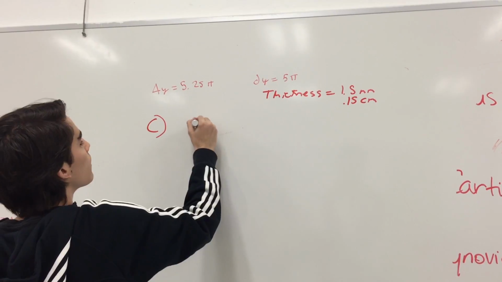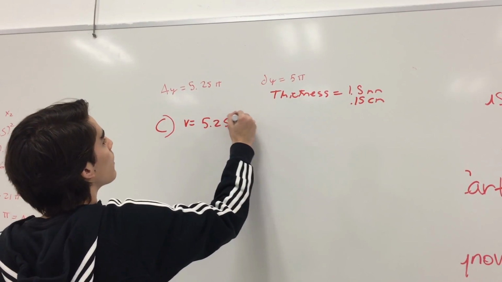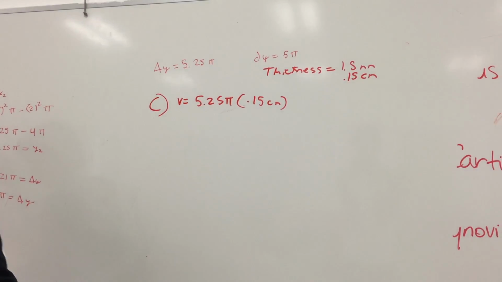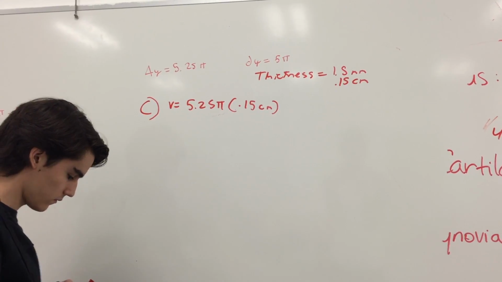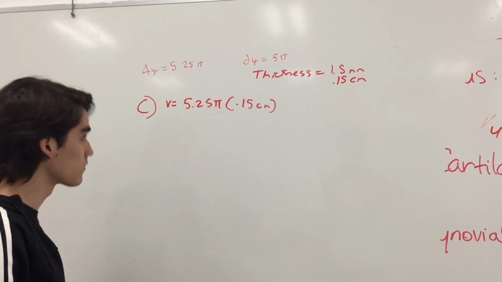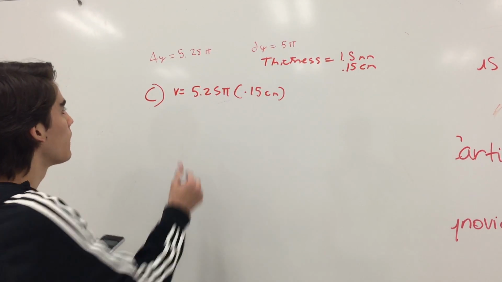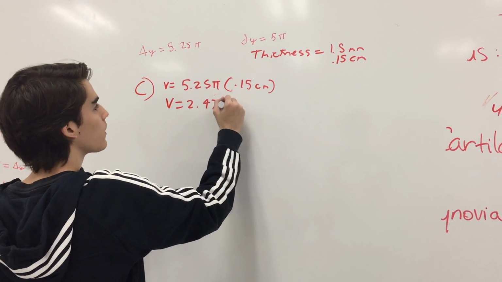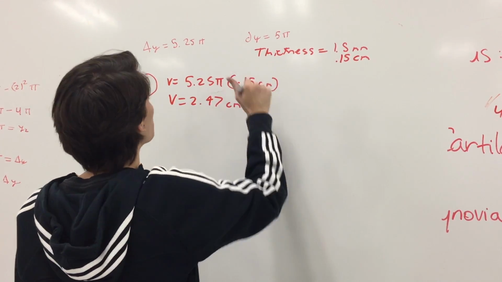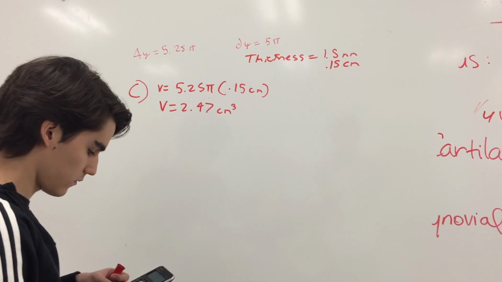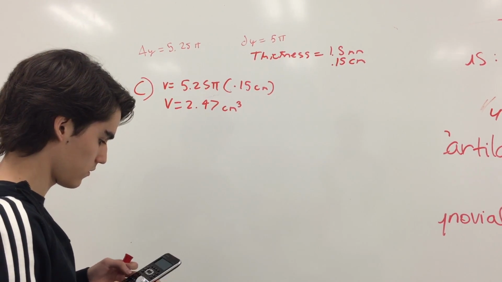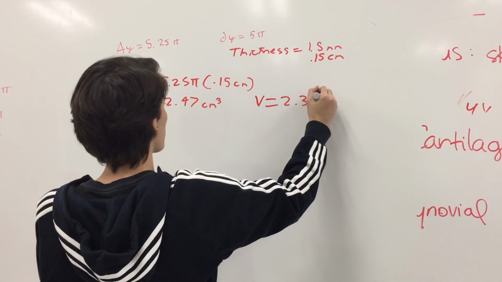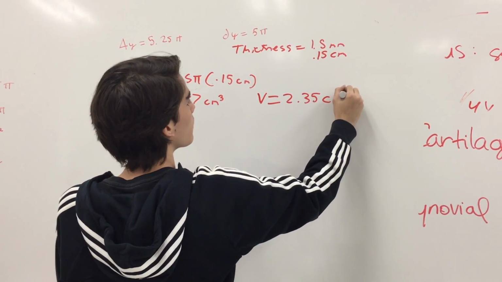Now what we will do is multiply each of these. So the volume equals times 0.15 centimeters. It would give us 2.47 centimeters cubed, and with the differential it would give us 2.35 centimeters cubed.